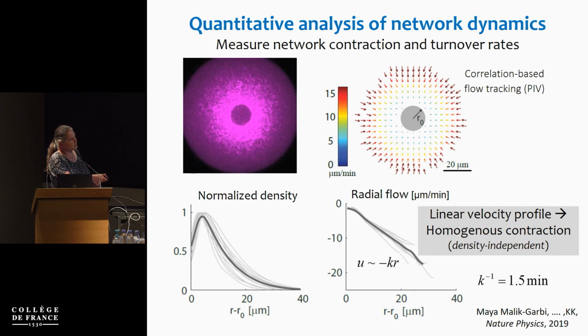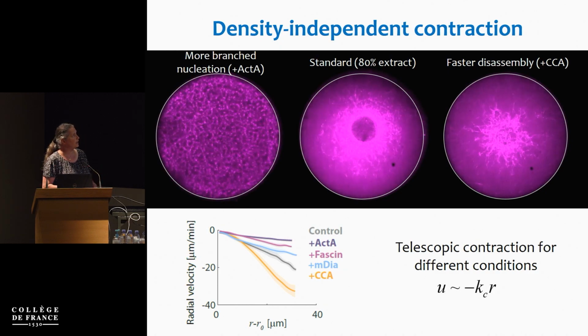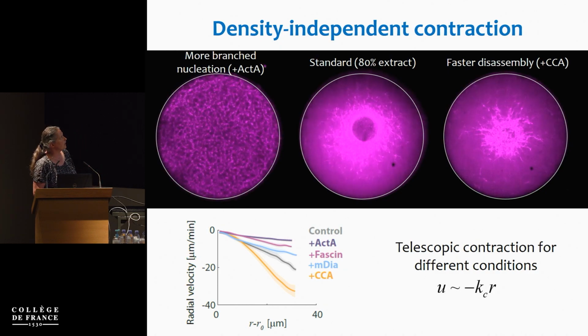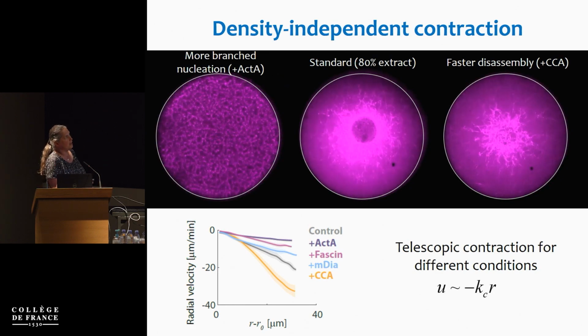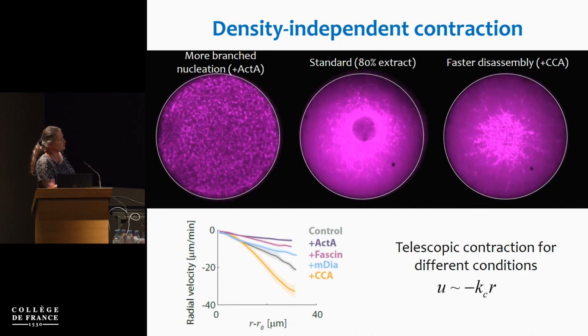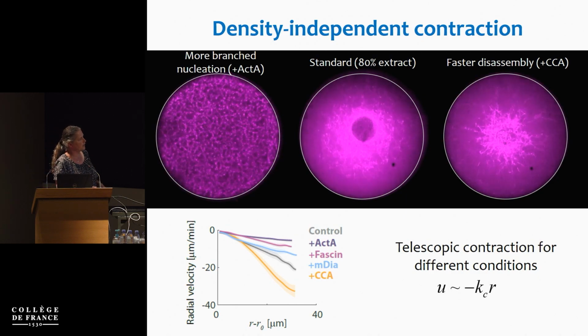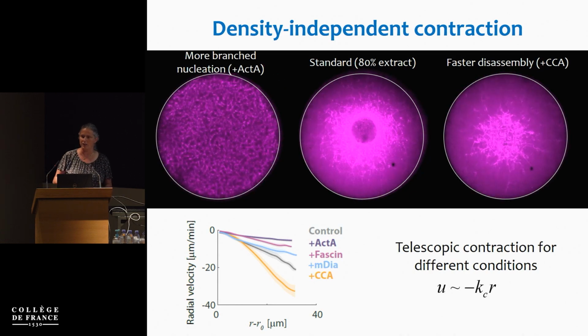And so you get basically a density-independent contraction, which is not obvious because you'd expect both the forces generating the contraction and the resistance to be dependent on the actin density. And this density-independent contraction is actually rather general, so we can play around by adding components of the actin machinery to these extracts. So, for example, if we add a branch nucleation promoting factor, ActA, or we enhance disassembly by adding coronin, cofilin, and AIP1, we can see that we still get these flows. The contraction rate changes with these different conditions, but we still get pretty much this linear contraction pattern.